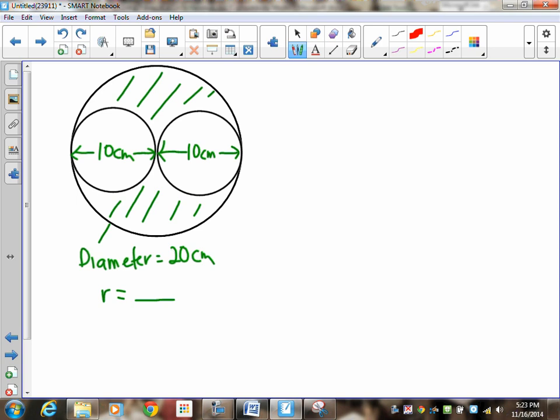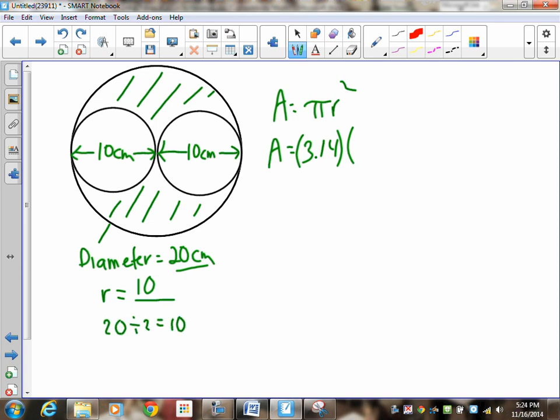All right, so the first thing we need to do is find the area of the large circle. So that's pi r squared. So in this case, our area is 3.14. My diameter is 20, so my big circle has a radius of 10. Remember, radius is half of your diameter, so you divide by 2 to get radius. So that means this is 10 squared. So 3.14 times 100 is 314.